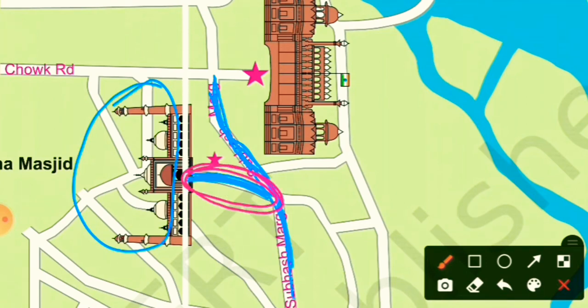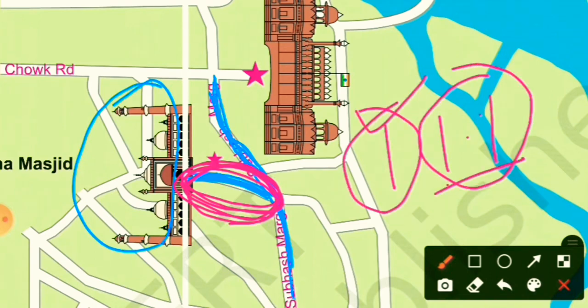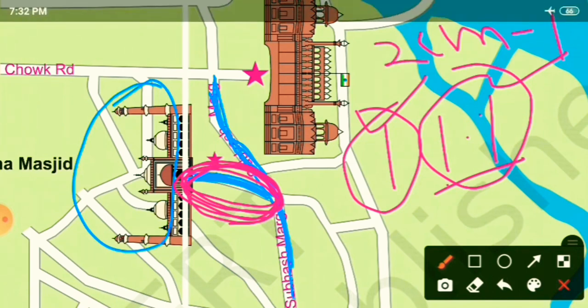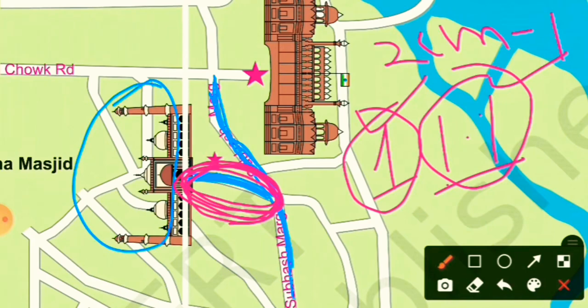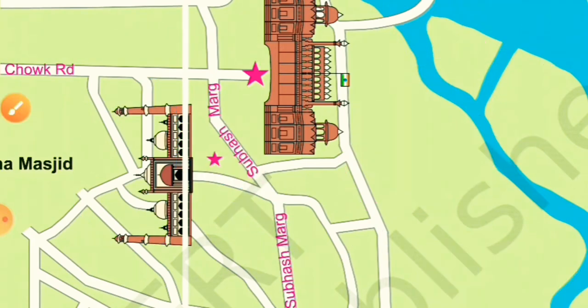If you measure the length of this road using your scale, you will find that it is only 1 or 1.1 centimeter. You can write 1 or 1.1 centimeter by using the scale. On the map it was written that 2 centimeters makes 1 kilometer. So 1 centimeter will make only 500 meters.